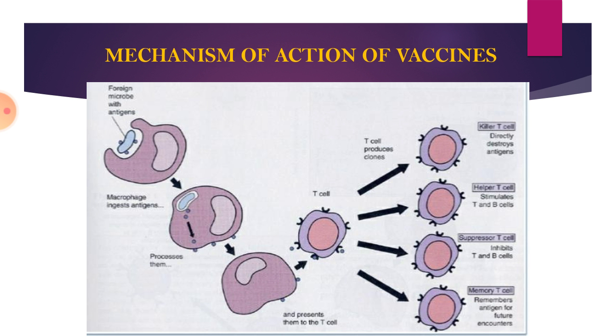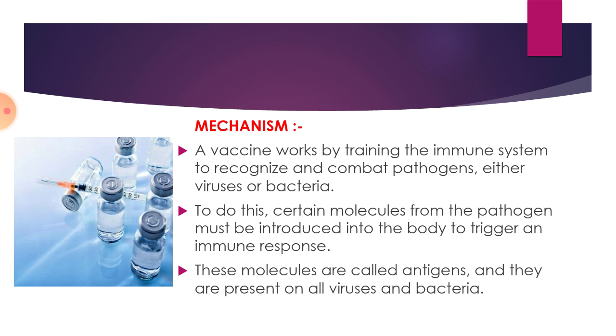In short, we can say vaccines work by training the immune system to recognize and combat pathogens, either viruses or bacteria. To do this, certain molecules from the pathogen must be introduced into the body to trigger an immune response. These molecules are called antigens and they are present on all viruses and bacteria.